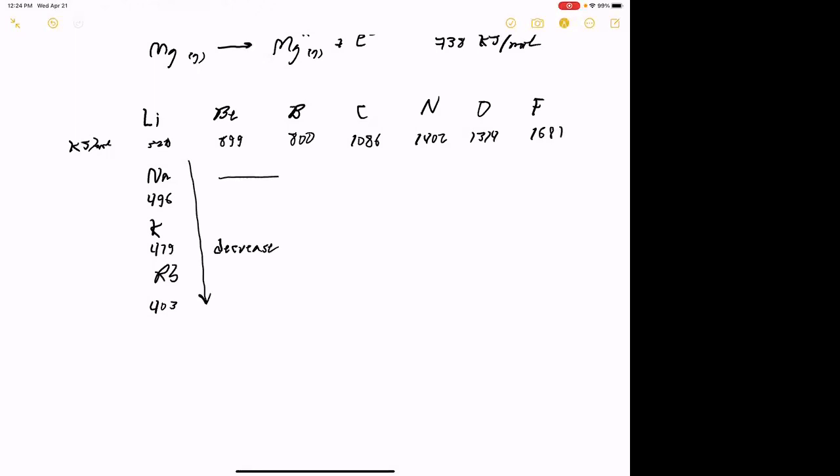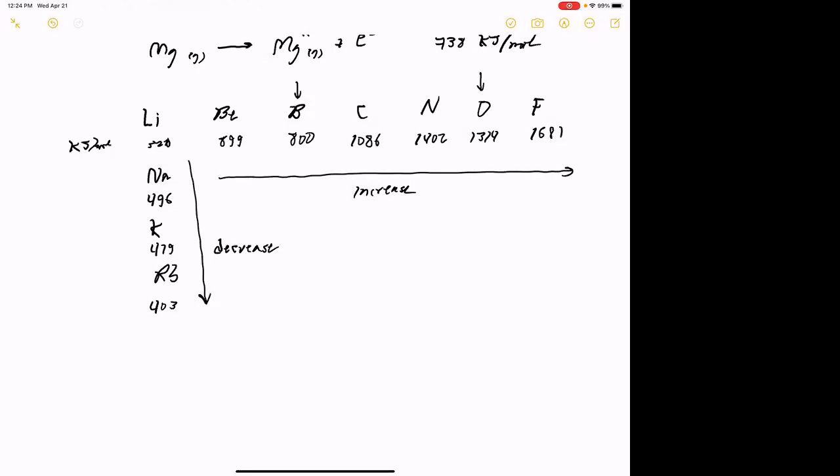Now, general trend going across, we see that there are some outliers there, but what's the general trend moving from 520 up to 1681? Well, it looks like it's getting bigger. But there's a couple of oddballs there. Beryllium is bigger than lithium, but oh, look, we get a little bit of a decrease with boron. Carbon gets bigger, nitrogen gets bigger, and then oxygen decreases a little bit, and then fluorine gets bigger again. We can come back and address that. There's a couple of oddballs in there, outliers, if you will. But you see a basic trend being generated there.